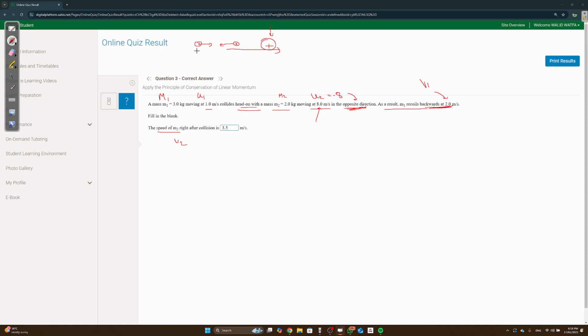It recoils backwards and goes back at 2 meters per second after the collision. So what does that mean? V1 is equal to negative 2. Why negative 2? Because it's in the opposite direction, it recoiled backwards.